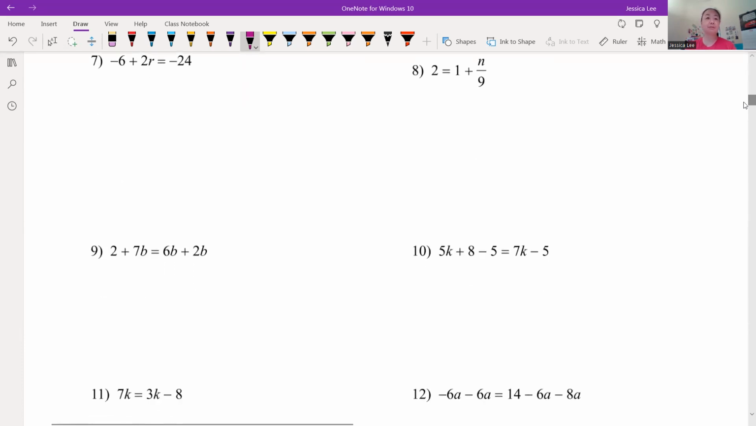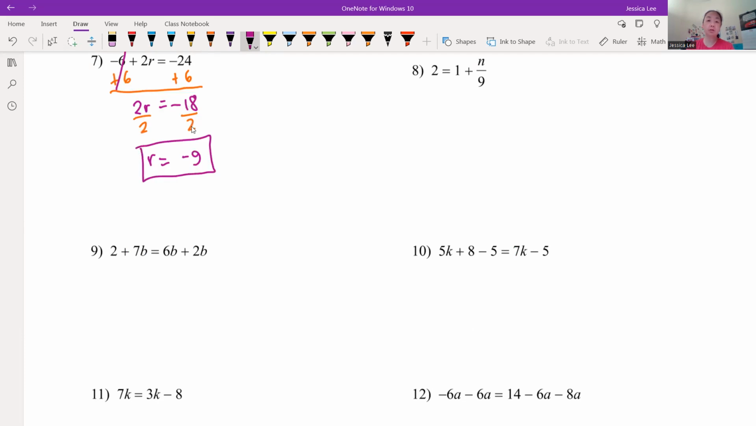All right, number 7. And this is the last two problems of a two-step equation. We have this -6. Remember, we don't want to get rid of the multiply first. It's getting rid of the -6, so it's +6 on both sides. And then we're going to have 2r is equal to -18. And then 2 times some number is equal to -18. What is that? Don't know. You're going to have to follow me, and we're just going to divide both sides by 2. And we have r is equal to -9, because -18 divided by 2 is -9.